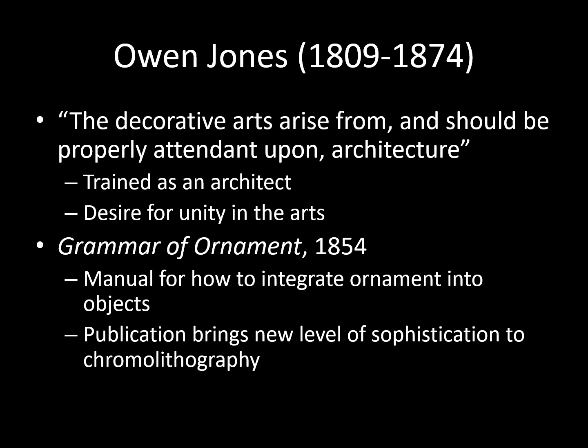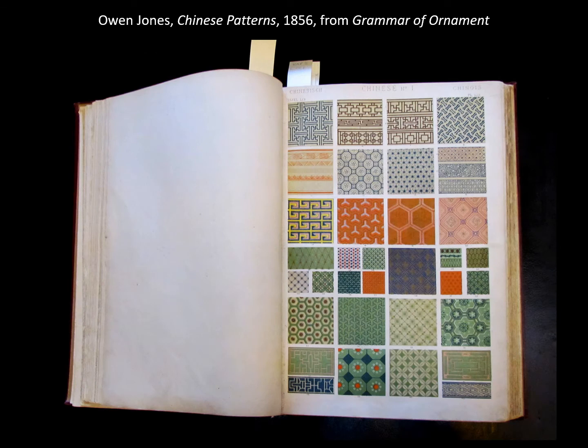So he produces this book called The Grammar of Ornament, and it's a manual for how to integrate ornament into objects. We care about it because it's produced with chromolithography. So this is one page of it, Chinese patterns, and you can see that he basically goes around the world to different cultures and tries to isolate different ornamental elements from those cultures in a way that a viewer could just kind of pick the different things that they want. This is produced with chromolithography. It is a very, very high quality book. It wasn't cheap, but it demonstrated that chromolithography could also be beautiful and highly artistic.